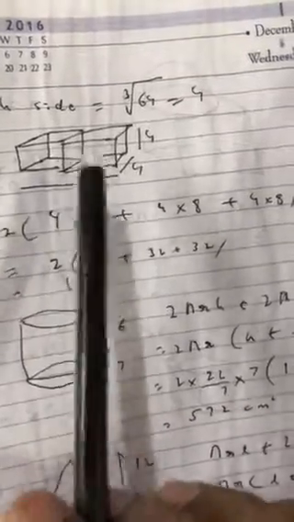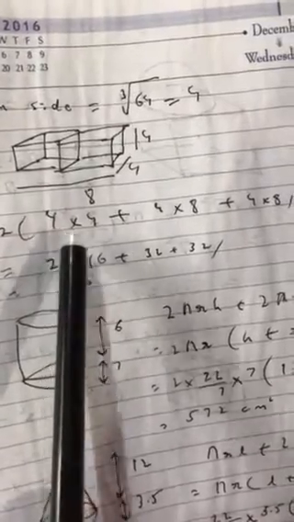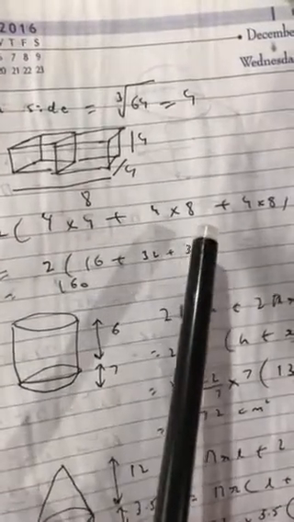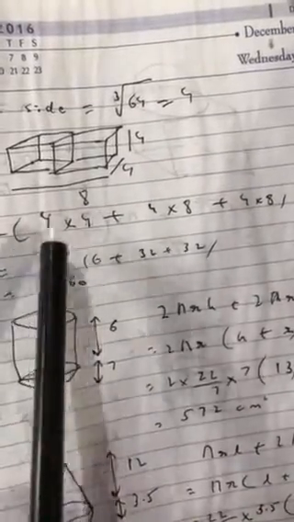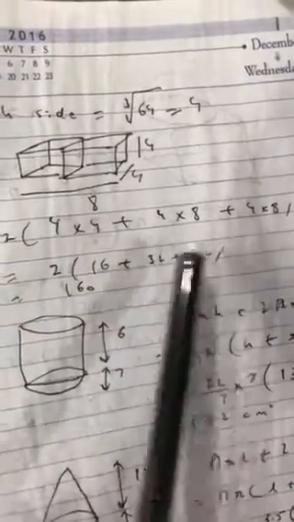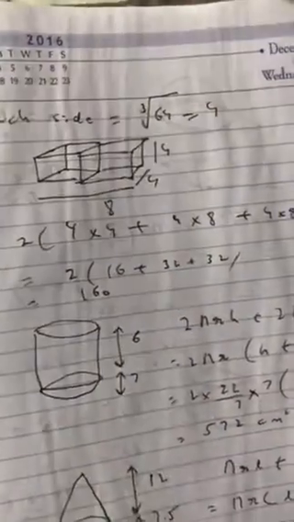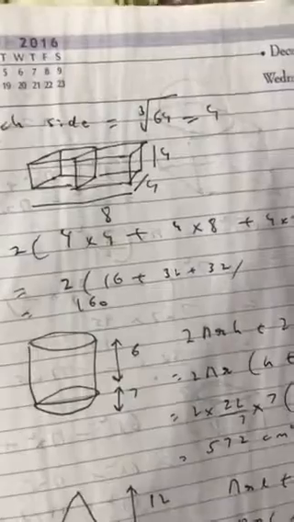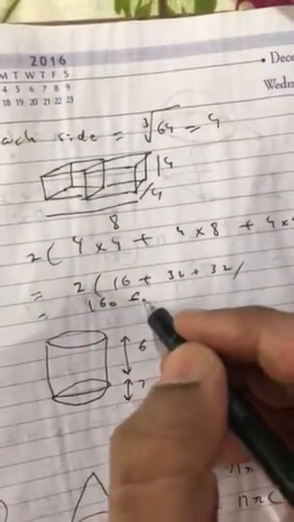So you want the total surface area of this thing, that is 2 into length into breadth plus breadth into height plus height into length. So 4 into 4 plus 4 into 8 plus 4 into 8. So 2 into 16 plus 32 plus 32. So the answer is 160, and obviously the unit will be centimeter square.